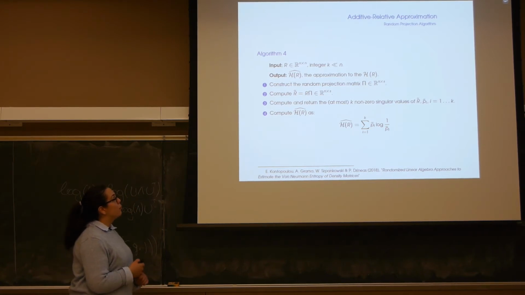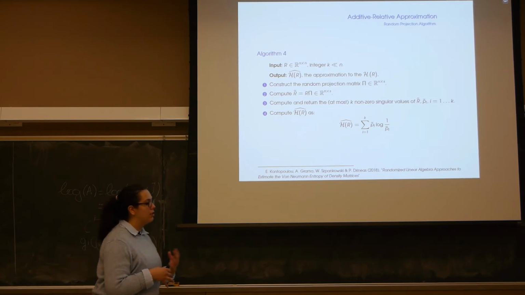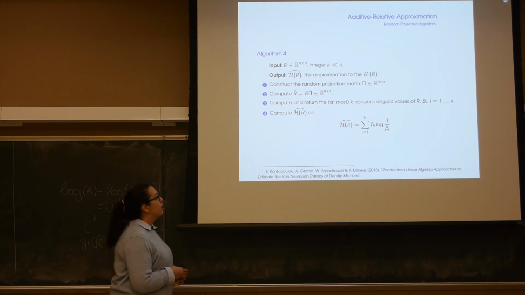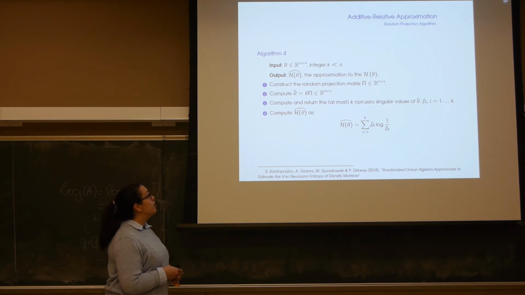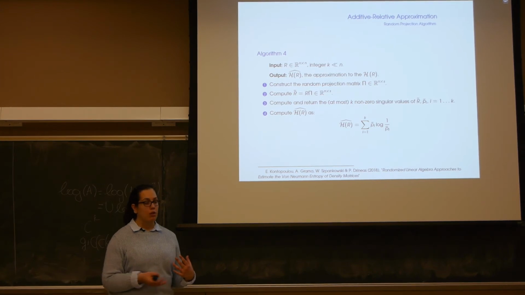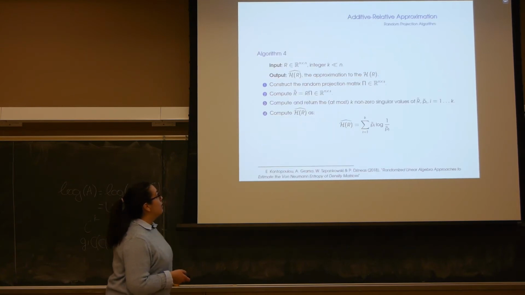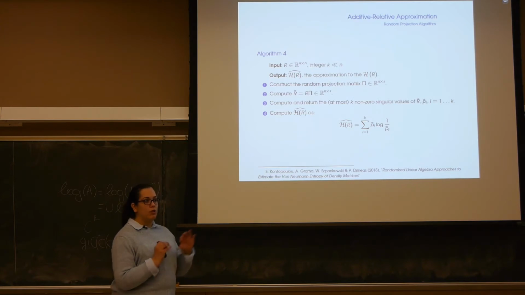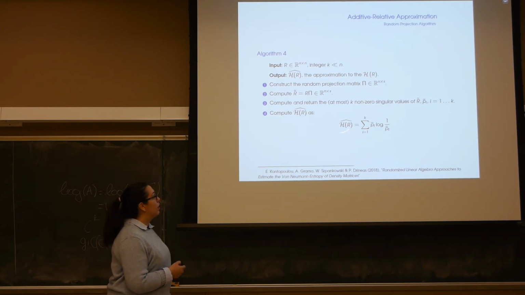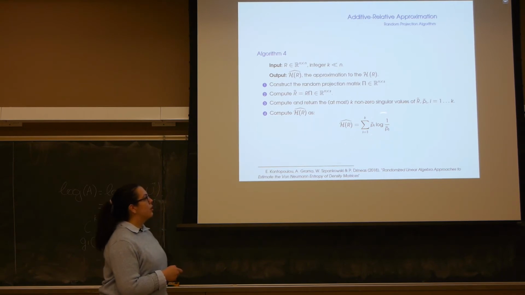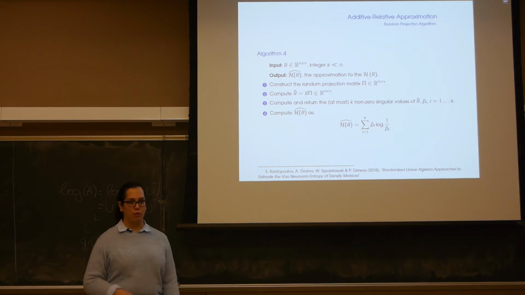First, we are given the low rank density matrix R, and an integer parameter k, which is the rank of the matrix. And we want to approximate the von Neumann entropy. So we first construct the random projector with one of these techniques. And then we project our matrix into that space and do a simple SVD, because this space is very small, and just compute the von Neumann entropy using this quantity. There is a minus over here that again I missed. This is the proper formula for the von Neumann entropy. Okay.